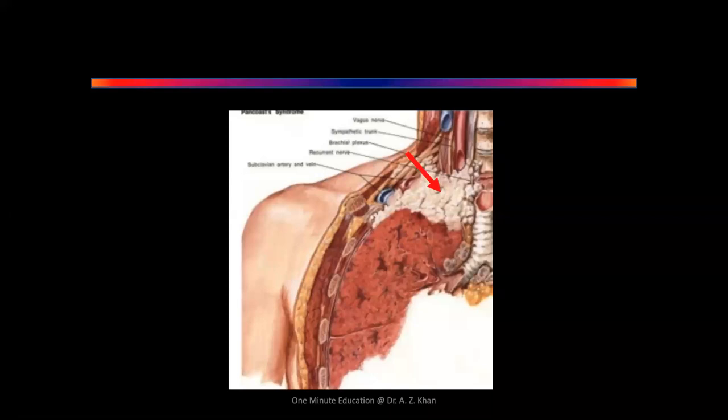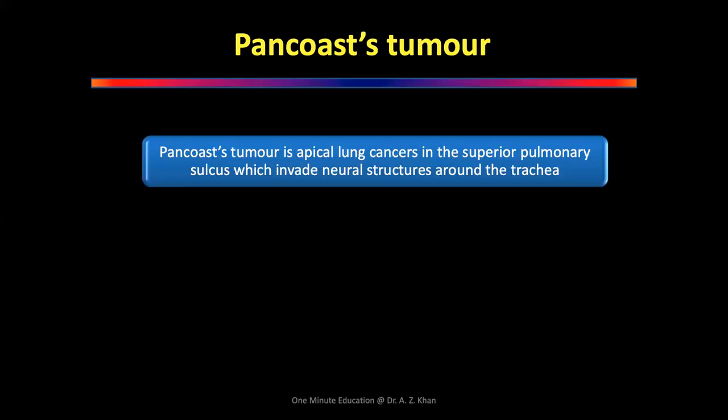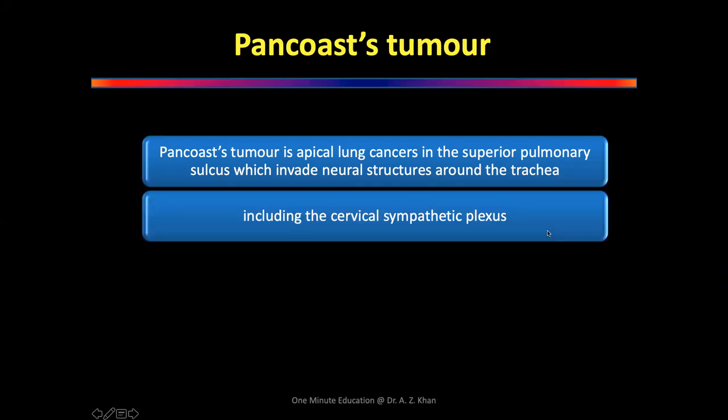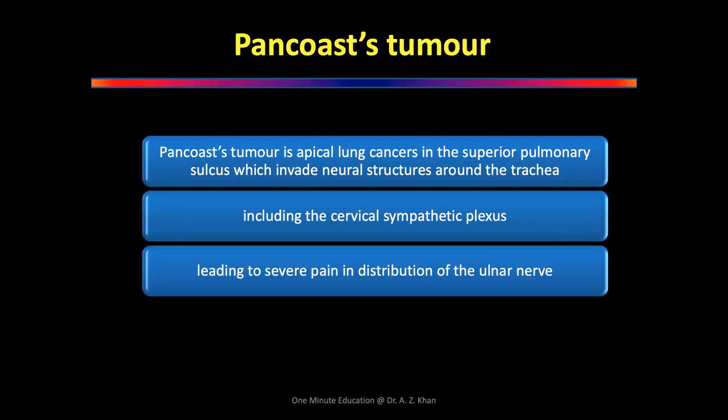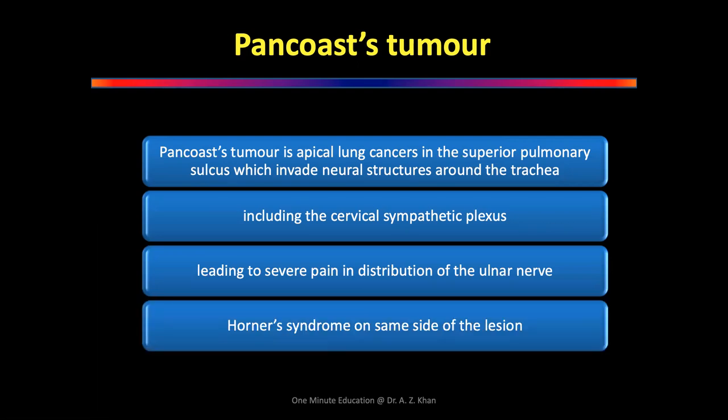Yes, sir. Okay. This is the Pancoast tumor. Thoracic outlet tumor, also called Pancoast tumor, also called superior sulcus tumor. It's an apical lung cancer in the superior pulmonary sulcus, which invades neural structures around the trachea, including the cervical sympathetic plexus, leading to severe pain in the distribution of the ulnar nerve. Horner syndrome can happen on the same side as the lesion. Okay, all right.